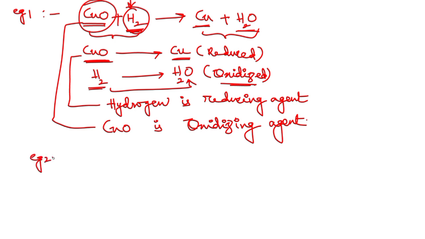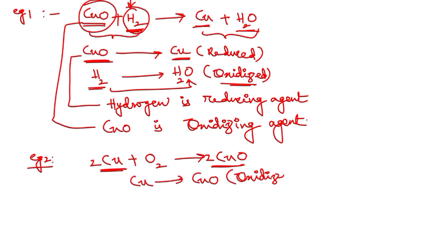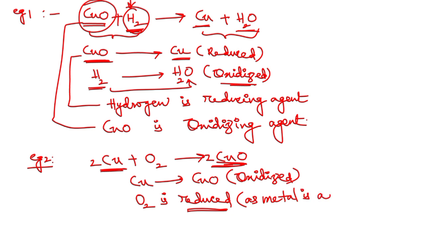Let's take one more example. Copper plus oxygen gives copper oxide. Here copper is oxidized and oxygen is reduced. Addition of metal is also called reduction. Here the oxygen is added to copper as metal is added. If metal is added, then it is also called reduction.